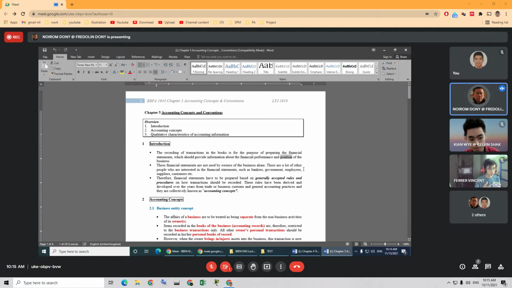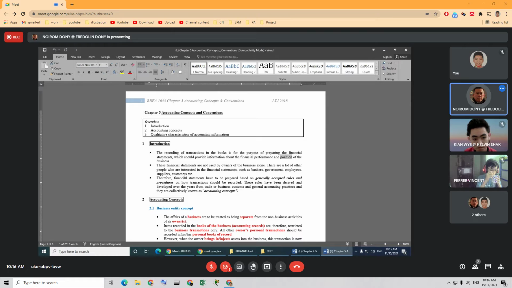These financial statements are not used by the owner of the business alone. There are a lot of other people who are interested in a financial statement, such as bankers, government, employees, suppliers, customers. This you have learned in the first chapter. Look at the users: we have internal and external. Bankers, government, suppliers, customers are external, while employees are internal. So they are interested in this financial statement.